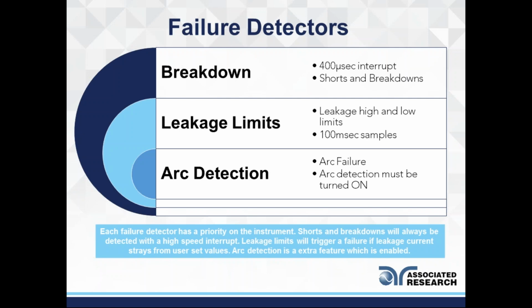So starting with a breakdown failure, the first video we saw was a breakdown failure, meaning that very high amounts of leakage current were detected instantly, and that resulted in a breakdown condition. Now this is different from a shorting condition, where it's a direct short between your current carrying conductors and your chassis. The Hipot testers that Associated Research makes are able to differentiate between a shorting condition and a breakdown condition, and these are fast interrupts. They will cut the voltage output down and end the test in a very short amount of time, around the 400 microsecond interrupt mark.